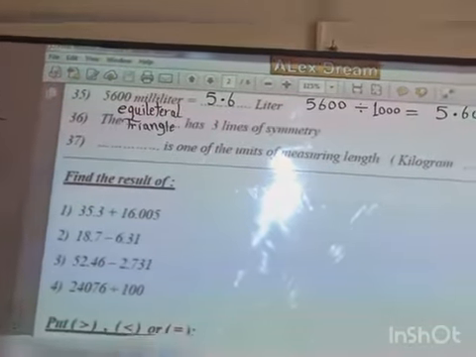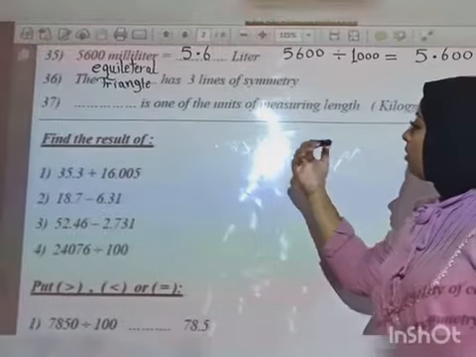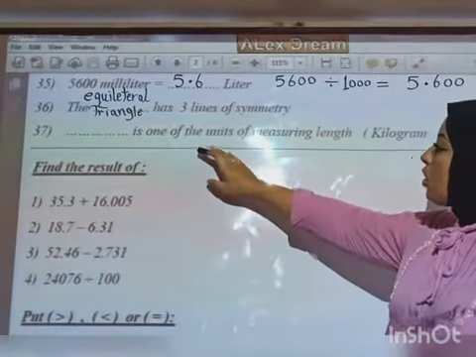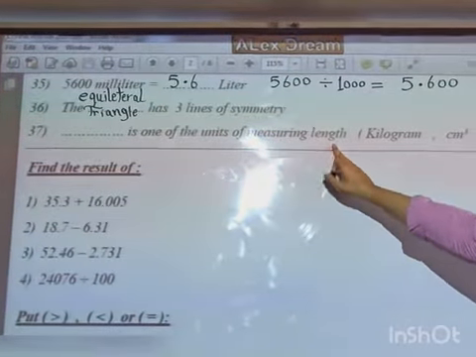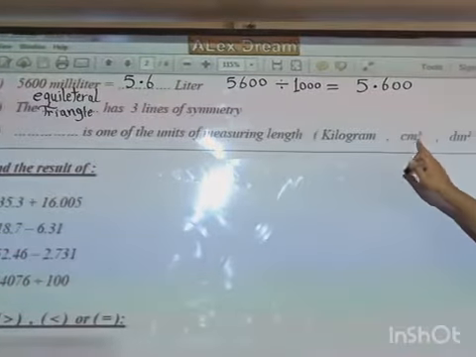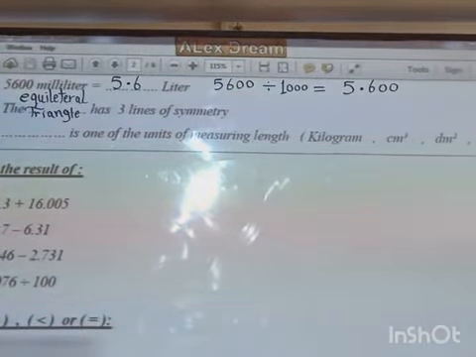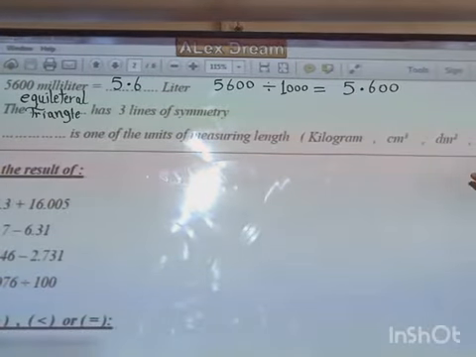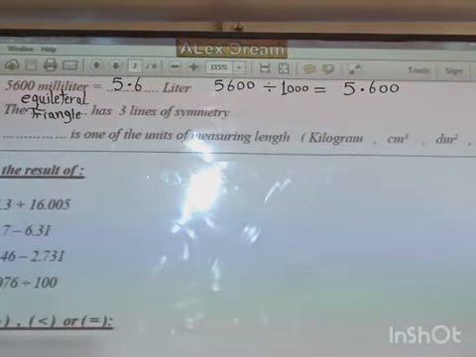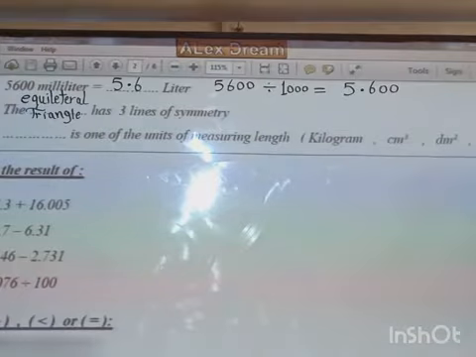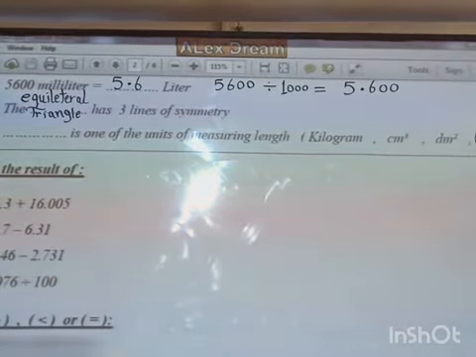Number 37. What is one of the units of measuring lengths? Kilogram, centimeters cube, deciliter square, or millimeter? Which one of these is a unit of measuring lengths? It's millimeter.